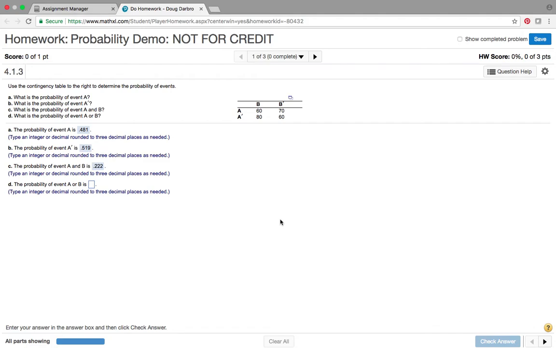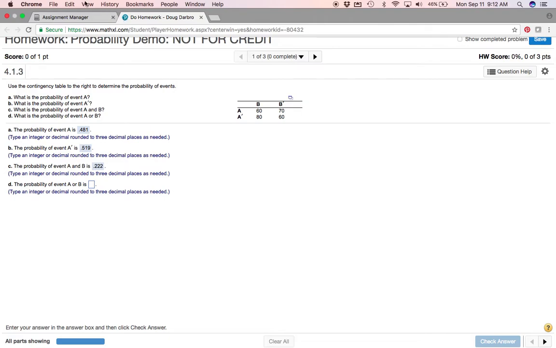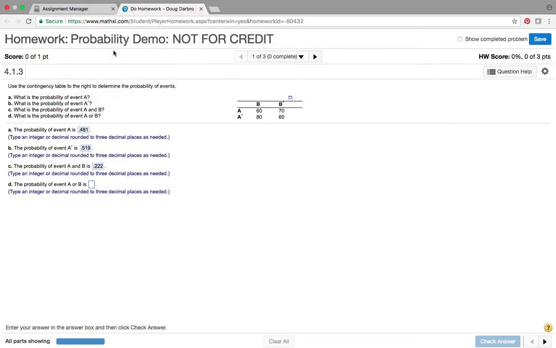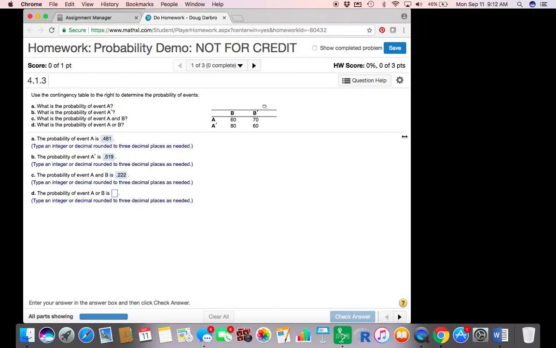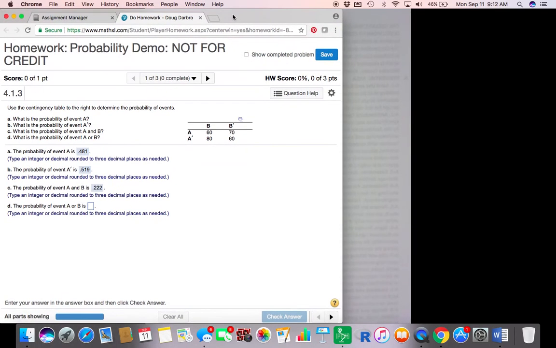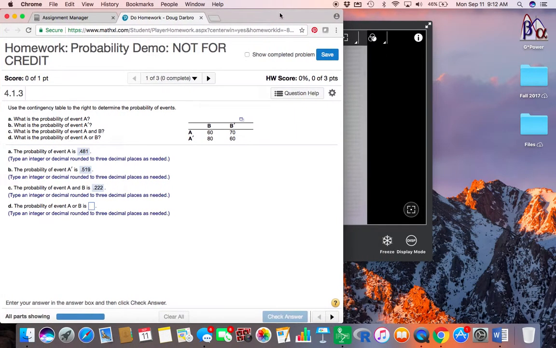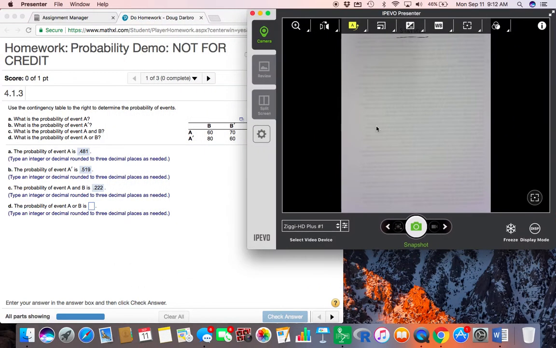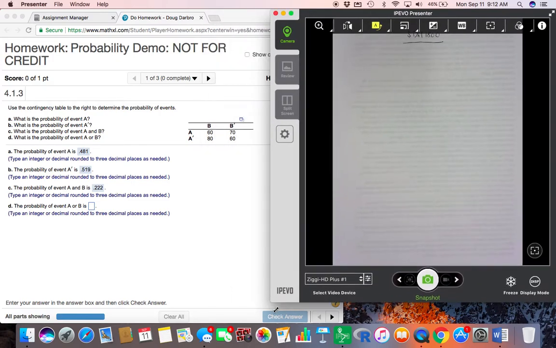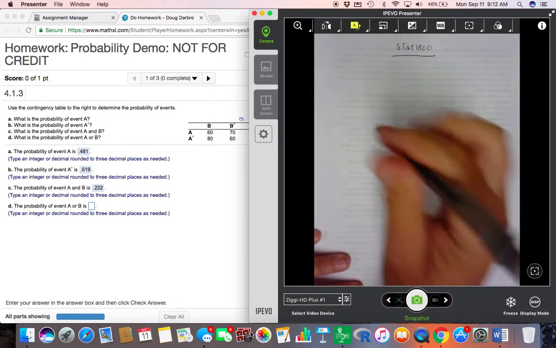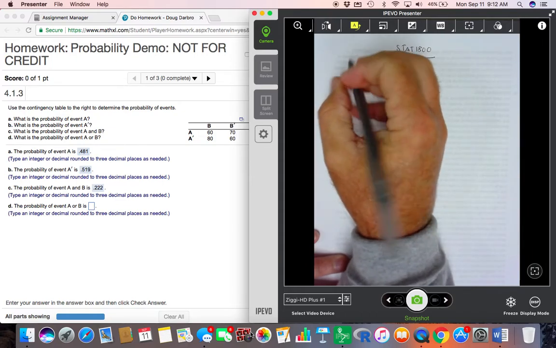Now, the next question, the probability of event A or B. Okay, I don't think I covered this. Wow, okay, I could skip it or I could do it. I tell you what, I want to do this. So let's go split screen here. All right, so when I have the probability of A or B, right?